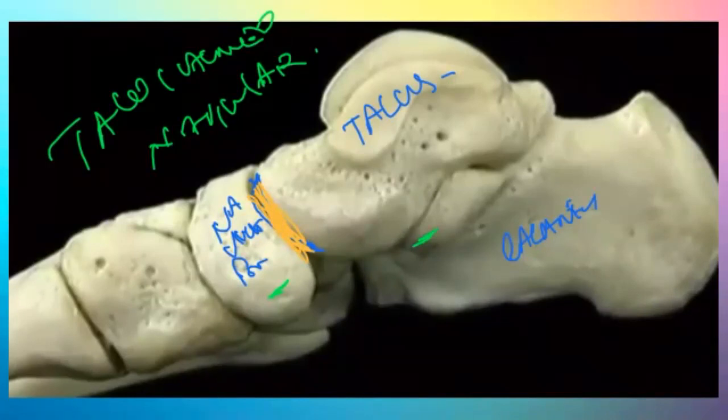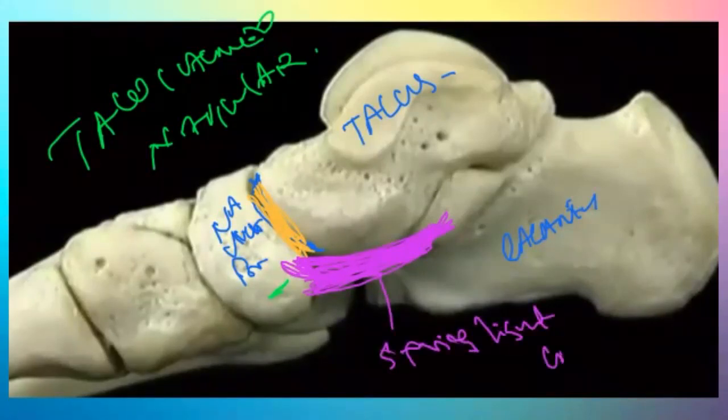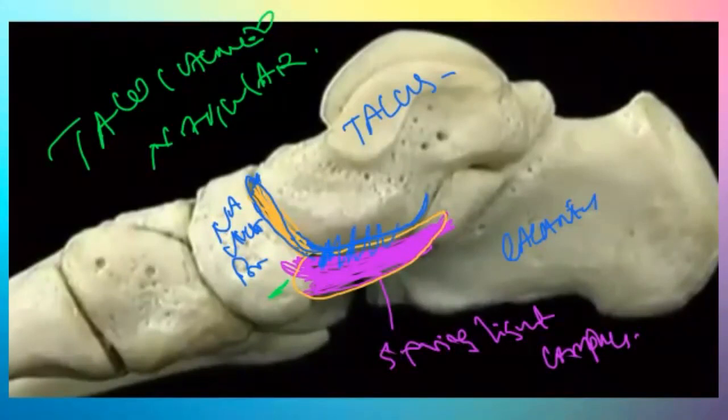Okay, and there is a ligamentous connection, right? Ligamentous connection between calcaneum and navicular bone, right? So the filling of the gap between talus, calcaneum and navicular bone is called the spring ligament, the spring ligament complex. Okay, this spring ligament complex supports the head of the talus, right? Head of the talus is supported by this spring ligament complex.